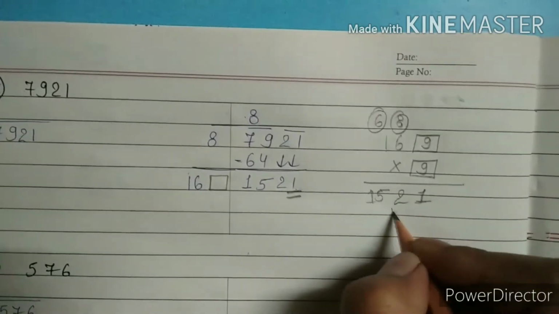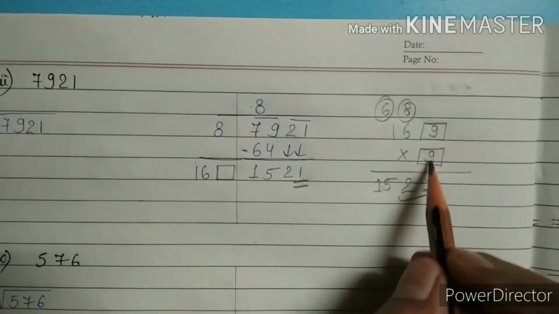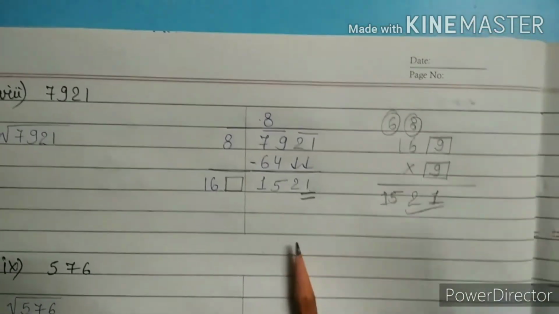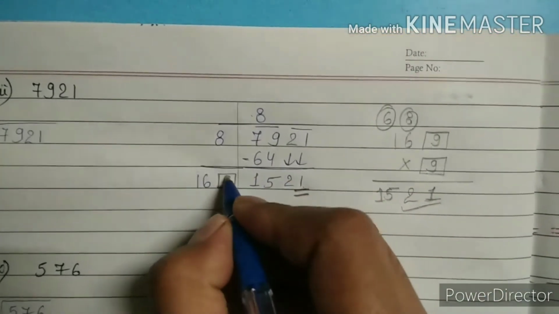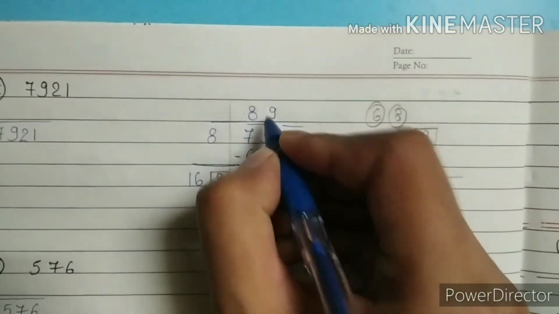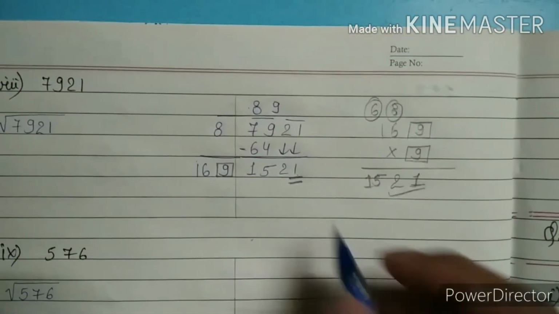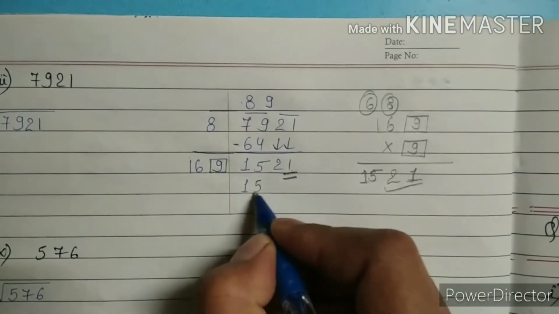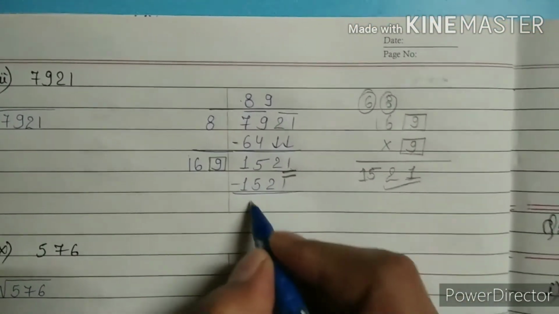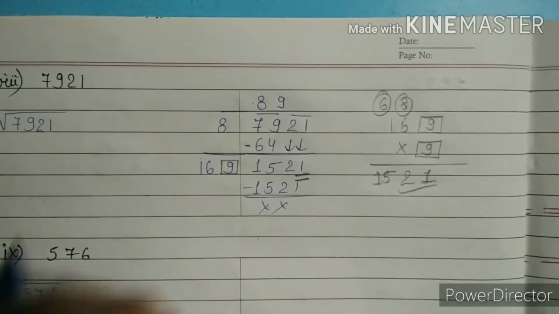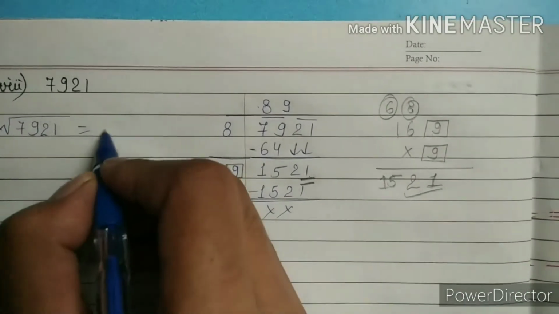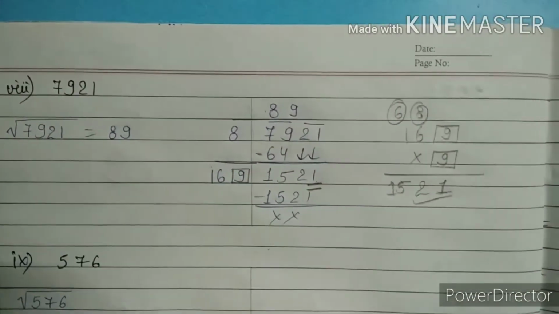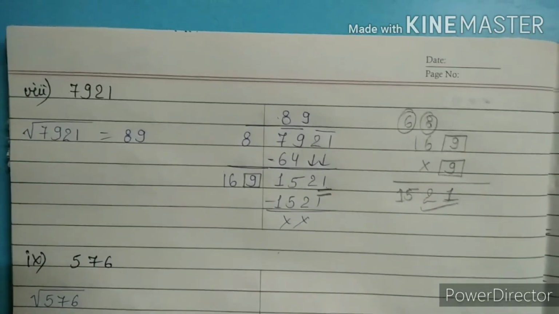So we got the same number after putting 9 here. If we put 9 here, we have to put 9 here also. So its answer is 1521. After subtraction, nothing remains. So the square root of 7921 is 89.